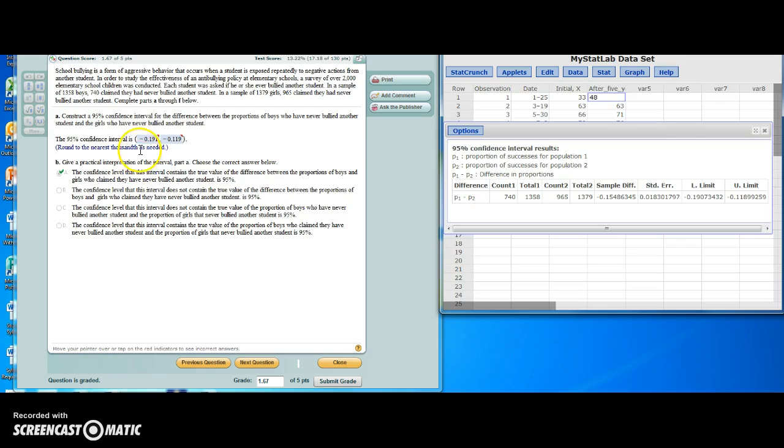and so I'm supposed to give a practical interpretation of this interval. And so you'll notice the checked one is the confidence level, that this interval contains the true value of the differences between the proportion of boys and girls who claim they have never bullied is 95%. And that explains it.